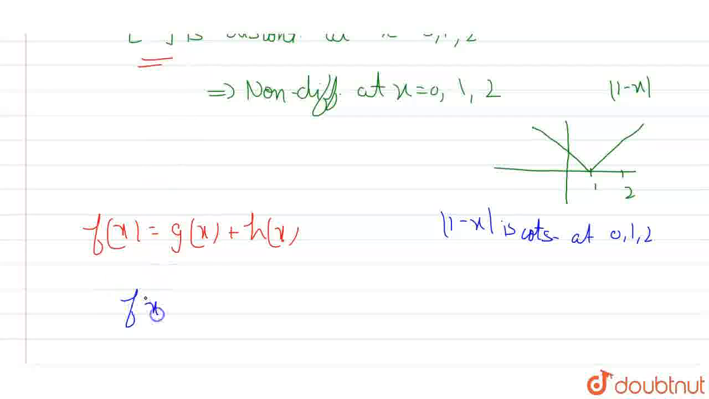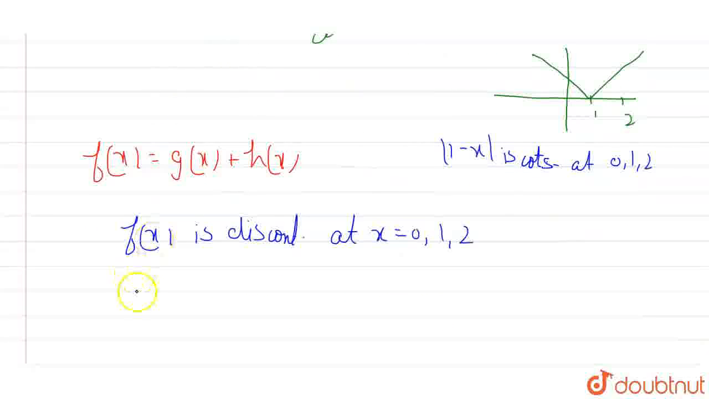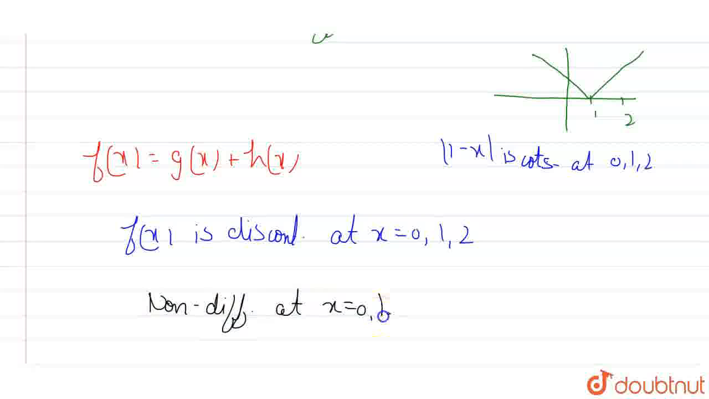f(x) is discontinuous basically at x equal to 0, 1, and 2, which means it is also non-differentiable at x equal to 0, 1, and 2. And this is what we had to prove about the differentiability of this function.